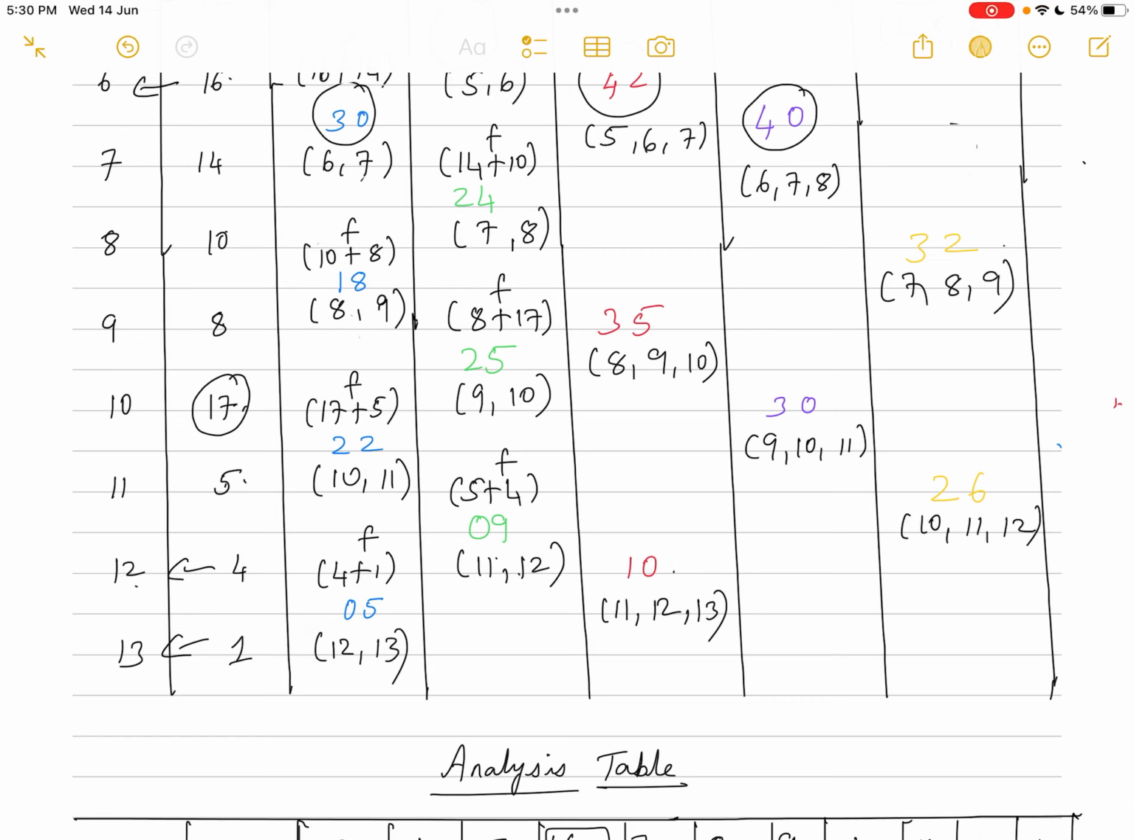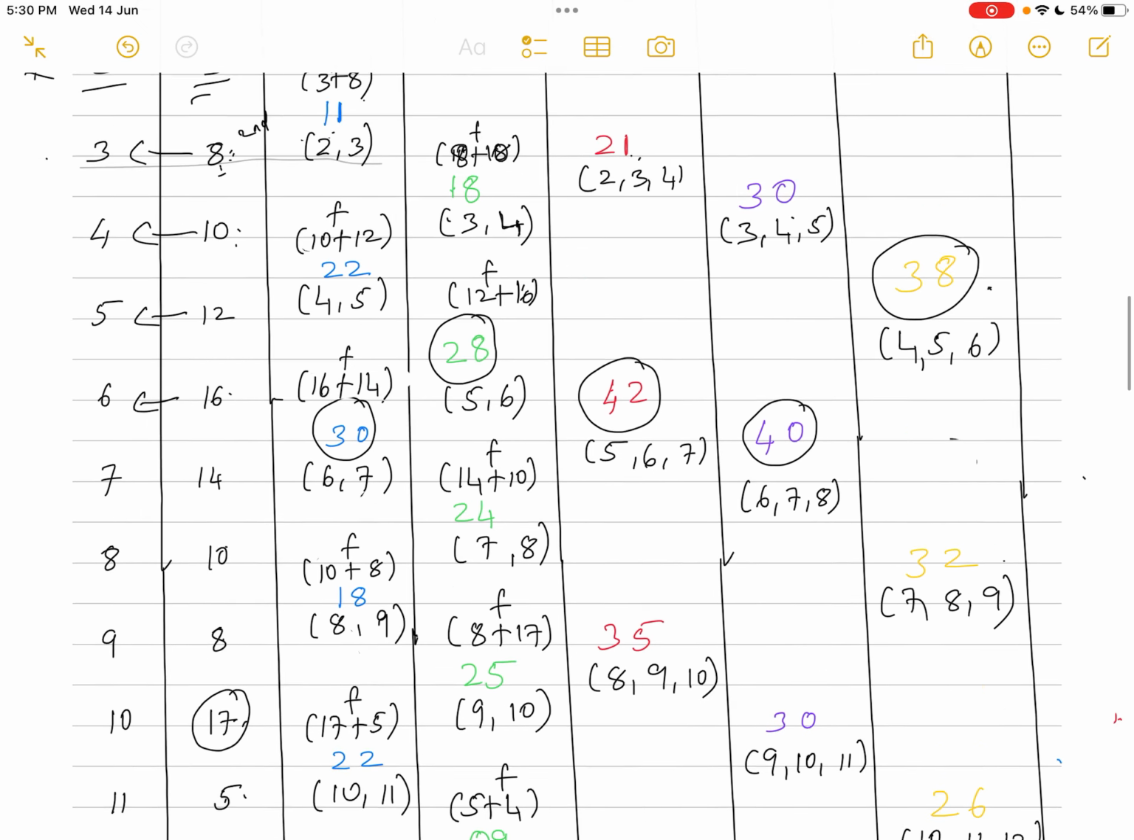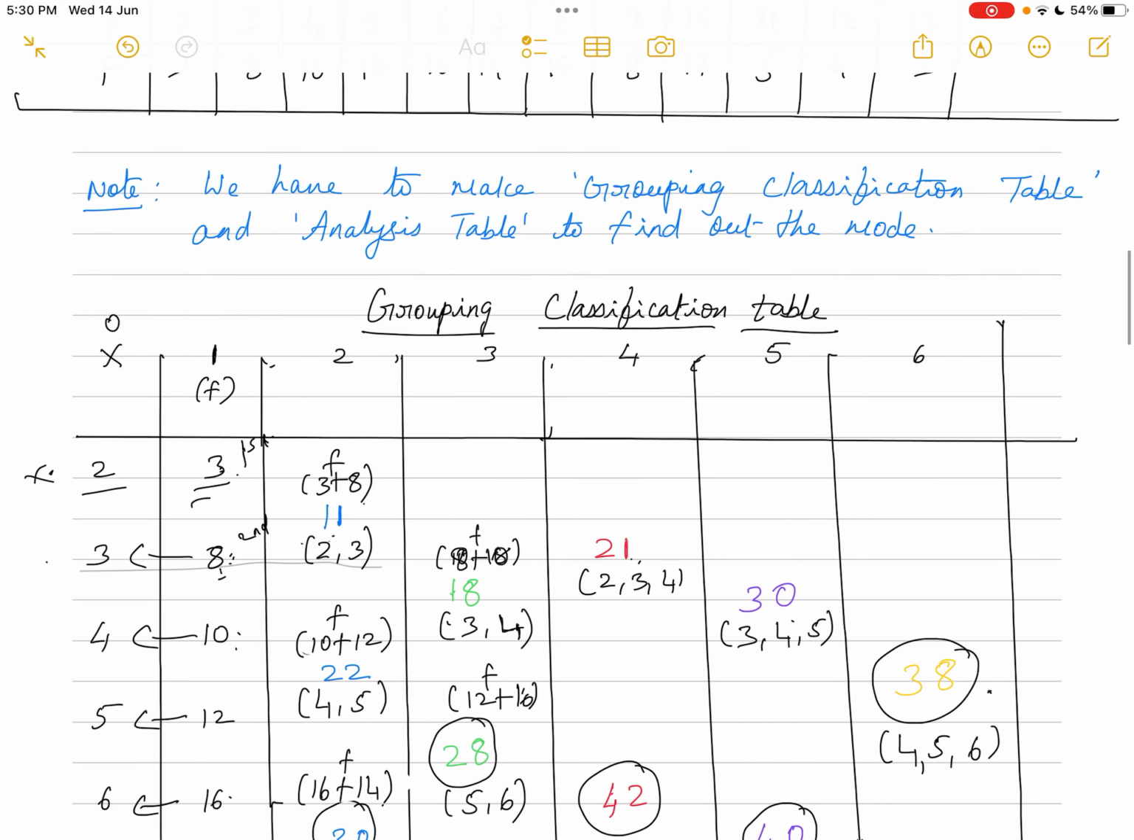And then only one more, 13, only one is left over, so you cannot add the frequency, so you leave it like that. So first you make the 6 columns, including the x, that is 0, 1, so totally there will be 7 columns. So this is the grouping classification table.